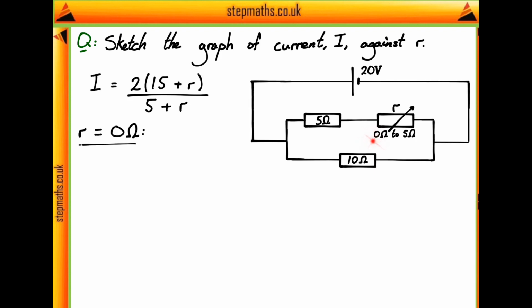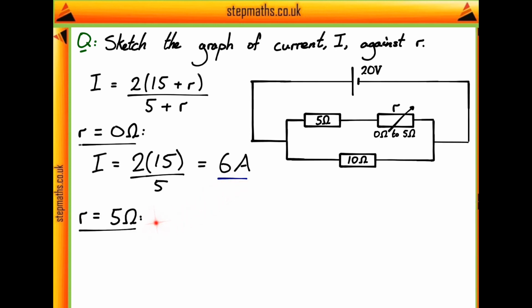If we begin with R equals 0 ohms, then we can substitute 0 in for R, and we should get that I is equal to 2 multiplied by 15 divided by 5, which of course is just 30 divided by 5, or 6 amps. Doing the same thing with the upper range of the resistance, 5 ohms, we get that I equals 2 multiplied by 15 plus 5, or 20, divided by 5 plus 5, which is 10. So this is just 40 divided by 10, or 4 amps.